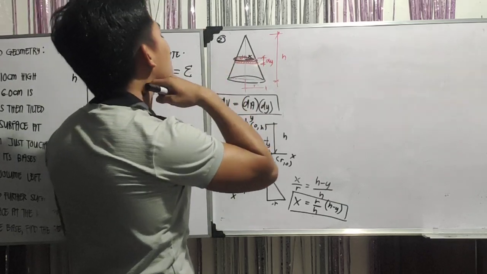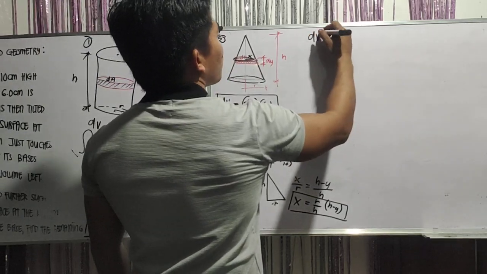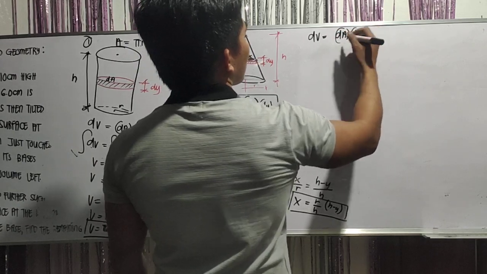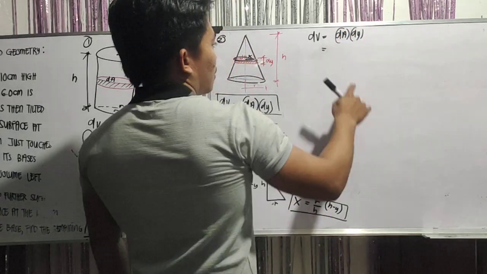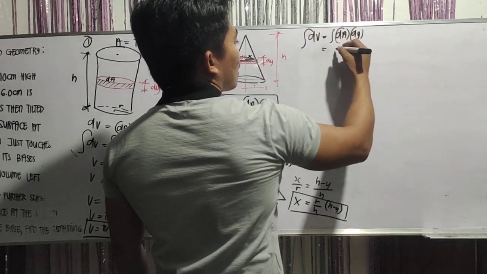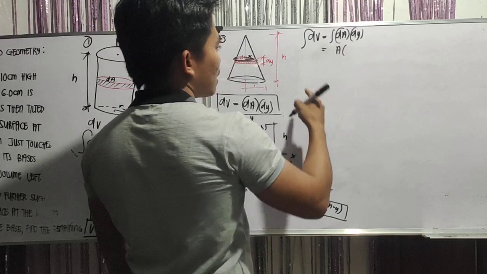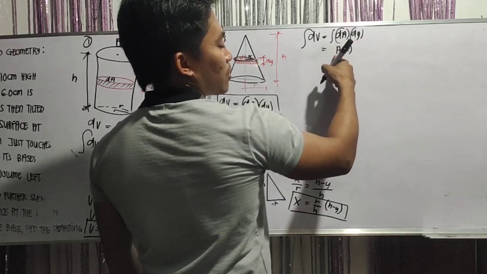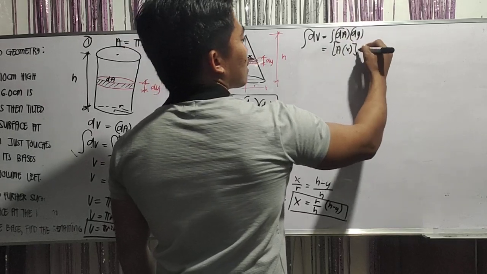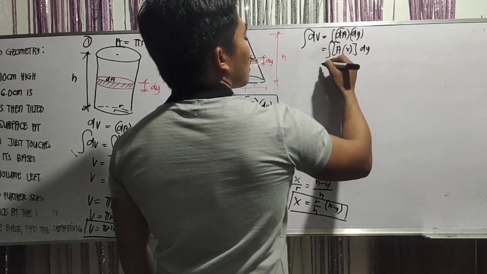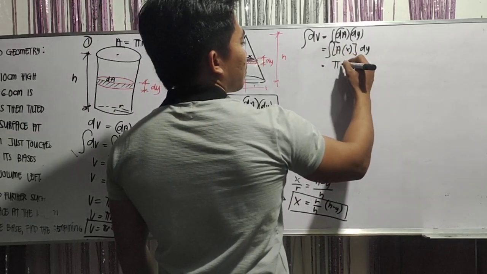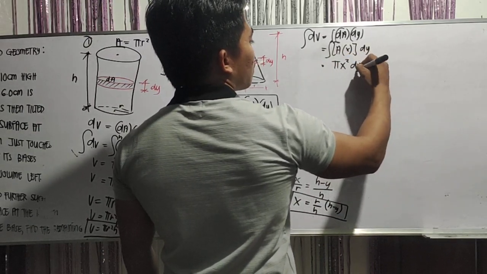going back here, okay, the differential volume is simply dA times dy. Okay? Now, your dA actually, this is the area, okay? This is the area wherein function yan siya ng x, okay? Function yan siya ng x, hindi siya a times x, ha? So, function yan siya ng x times dy. Now, what is that? Actually, yung area na yan is simply pi x squared dy.